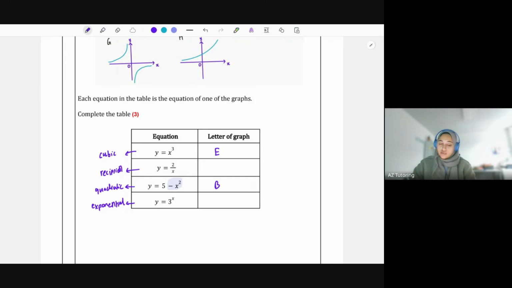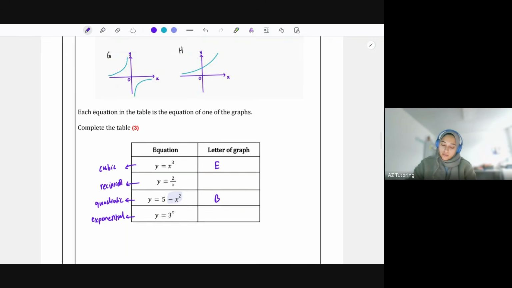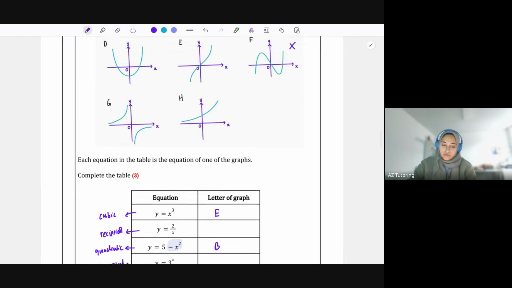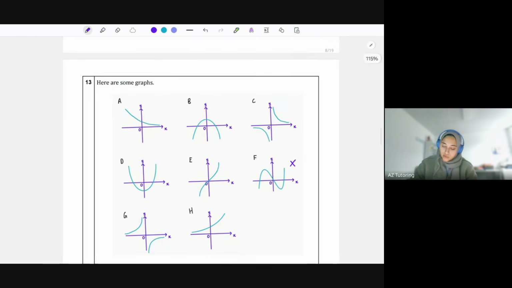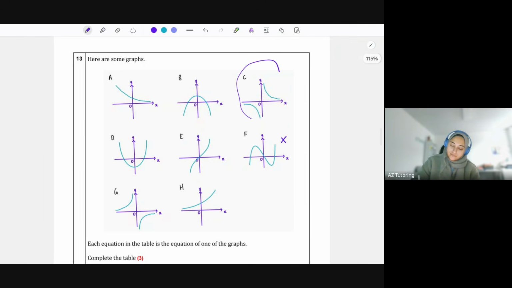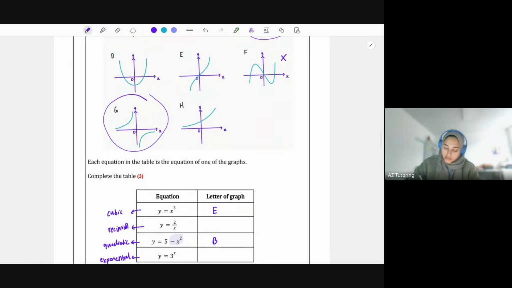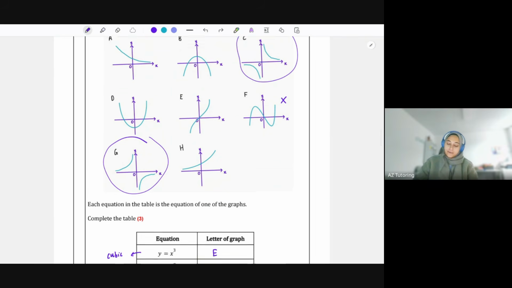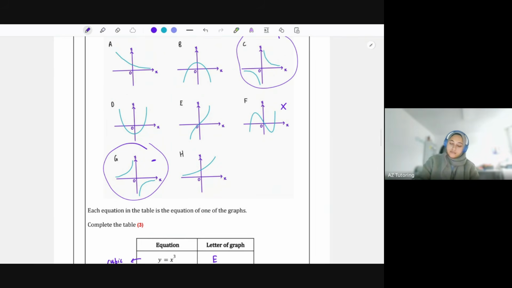Okay, we've then got a reciprocal graph. Let's see how many reciprocal graphs we've got above. So we've got C, and we've also got G. Now what you need to recognize is this is a positive one, so there's no negative sign in front of that. This is a negative one here. So if there was a negative sign in front of that, it would be G.